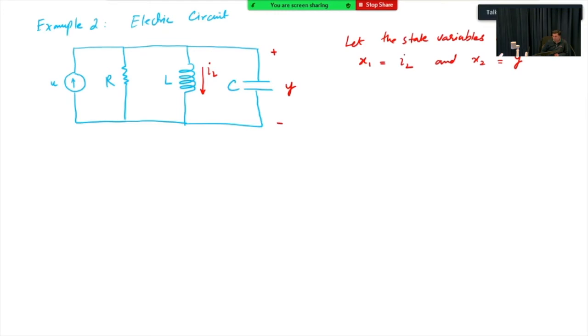And basically it's not the state variable, but it's the output, right? But let's call the output the second state. So first thing is the voltage across the inductor.